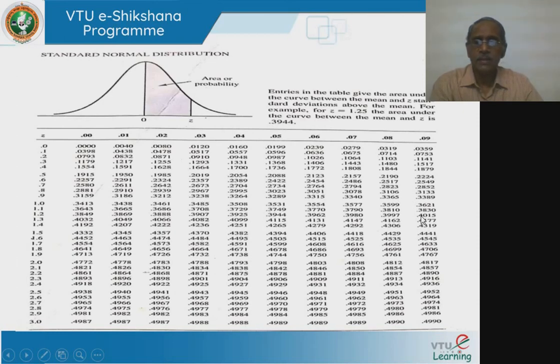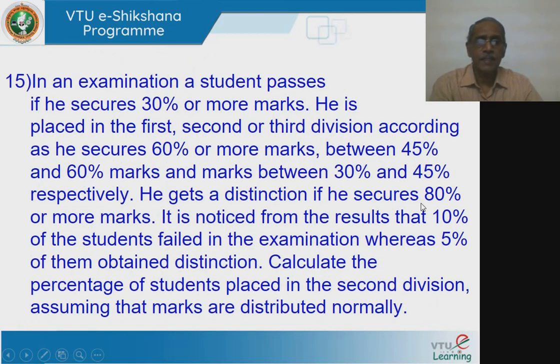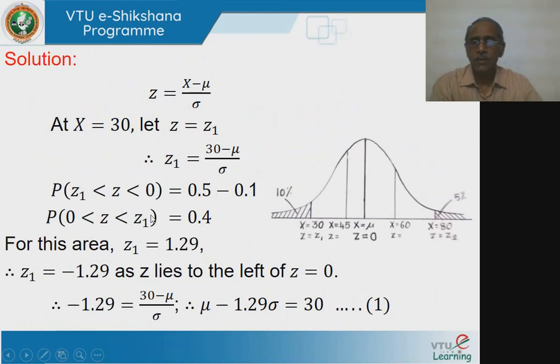0.4 is here. So this is 1.29. So the value of z1 for this area is 1.29. But z1 lies to the left of z equal to 0. Therefore, z1 is equal to minus 1.29, because z1 lies to the left of z equal to 0. Substitute the value of z1 here: minus 1.29 is equal to (30 minus mu) by sigma.